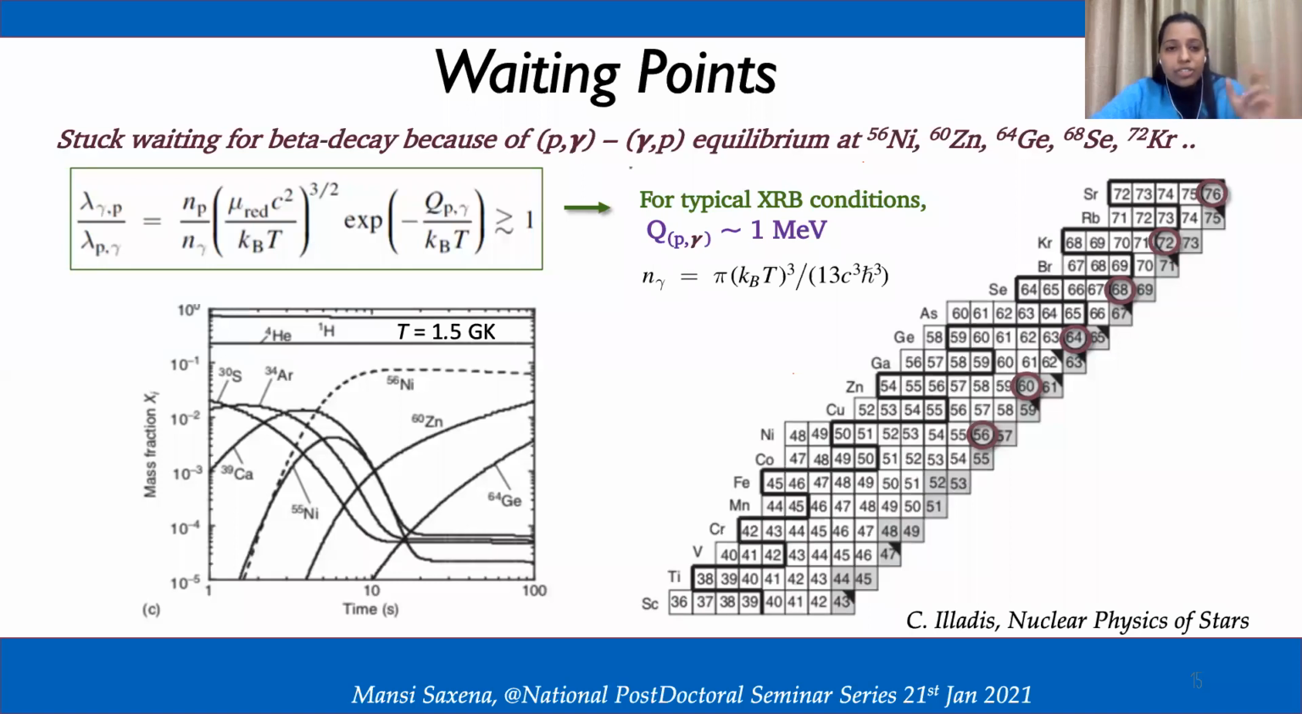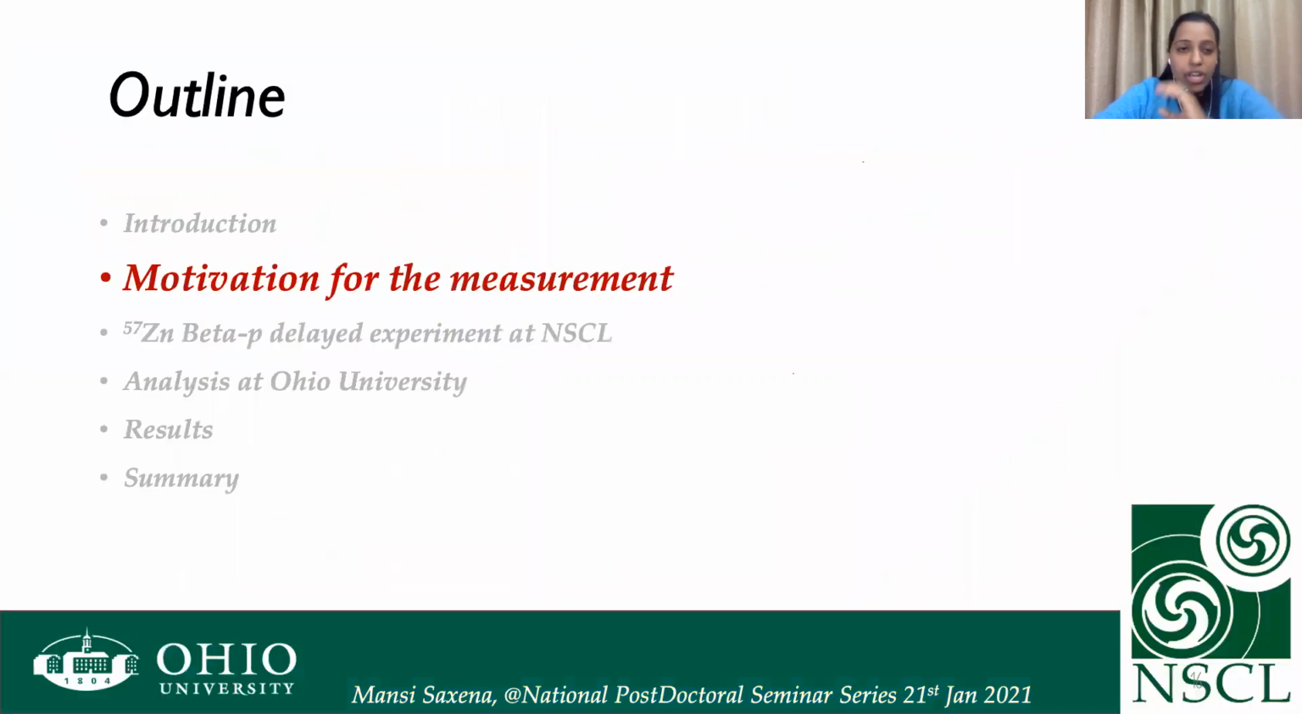Now, interestingly, for waiting points which lie away from the proton drip line, there can be a possibility of material flowing around the waiting point. We know that for 56Ni, all the experimental constraints suggest that it's a strong waiting point, but it may be possible to bypass this 56Ni waiting point at high temperatures and densities. So this was actually the crux of motivation behind our experiment.